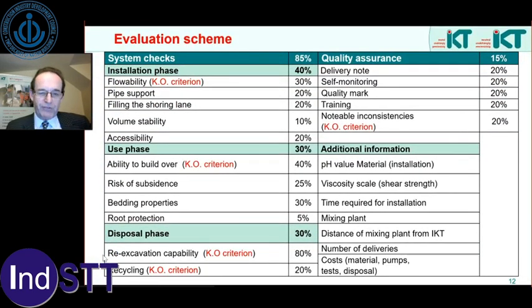And we needed an evaluation scheme, and this is what the sewer network owners came up with. Now, it's divided into performance checks, maximum score 85%, and quality assurance, which accounted for a further 15% of the overall score. And we divided it into 3 phases. So we looked at how the product performed during installation, during use, and then at the end, disposal. So we dug it up to see what would happen and looked at the material.